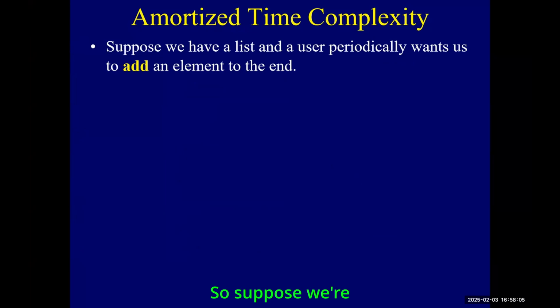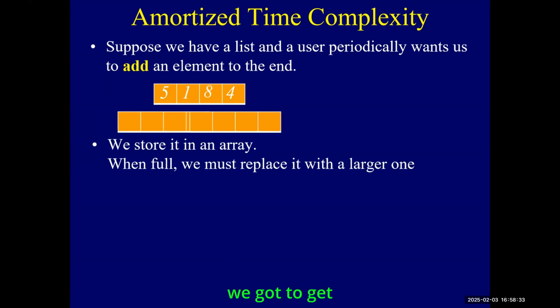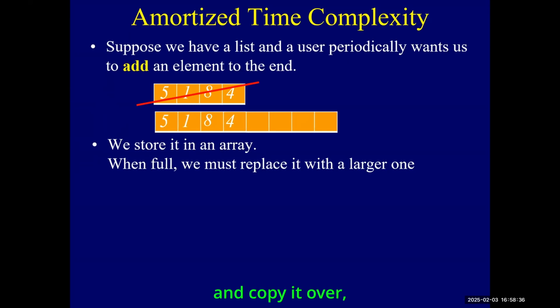So suppose we're filling up an array. Maybe this is our queue or our stack, and we're implementing it not by a linked list, which you can keep growing, but by an array. Why? Because you don't have to deal with all those pointers. So when it gets full, what do we do? Well, we've got to get a bigger array and copy it over, and start over. Everybody agree with that?